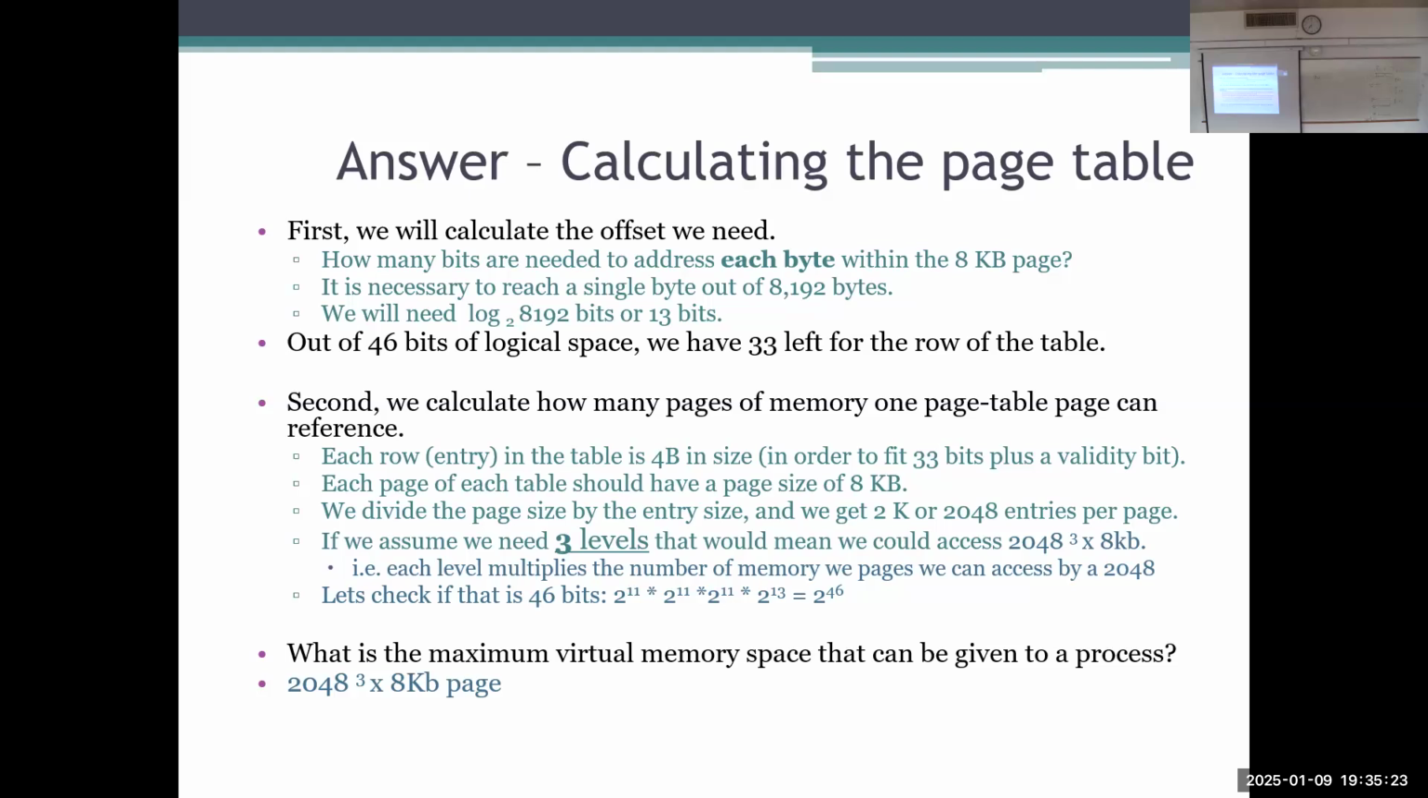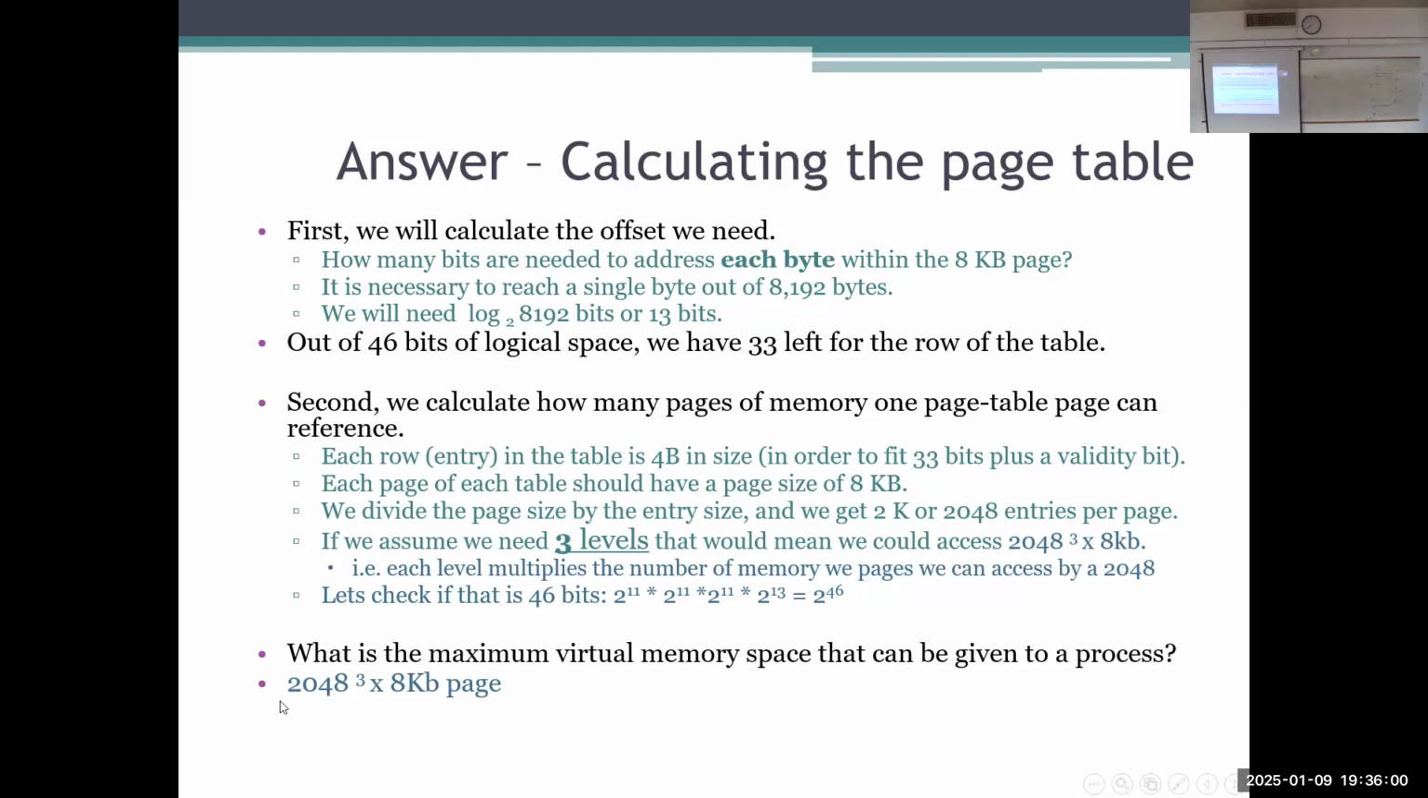What is the maximum virtual memory space that can be given to a process? 2 to the 48, in other words, that whole number of bits. It's always going to be whatever they told us. It's going to be 2 to the 46. That's what was given. It's a stupid question because it says we have a 46-bit logical space. So obviously, the amount of virtual memory that can be given is 46 bits, which is 2 to the 46.